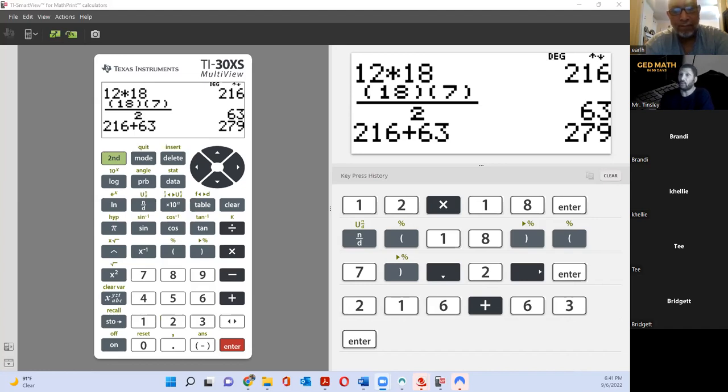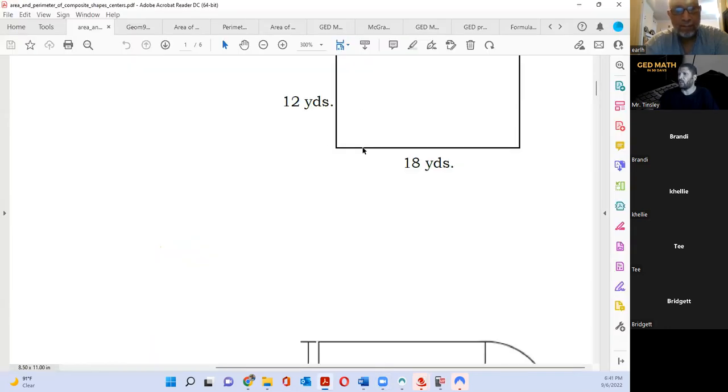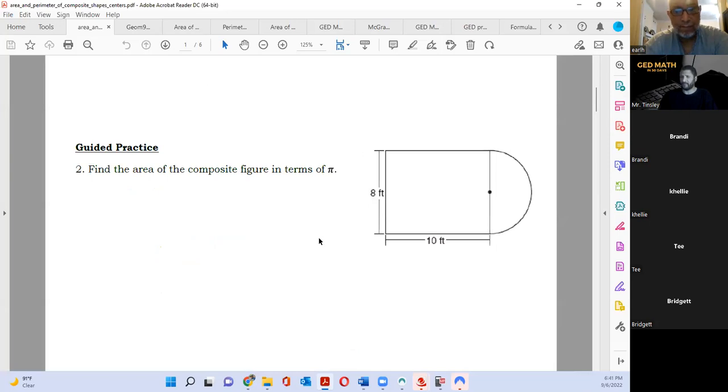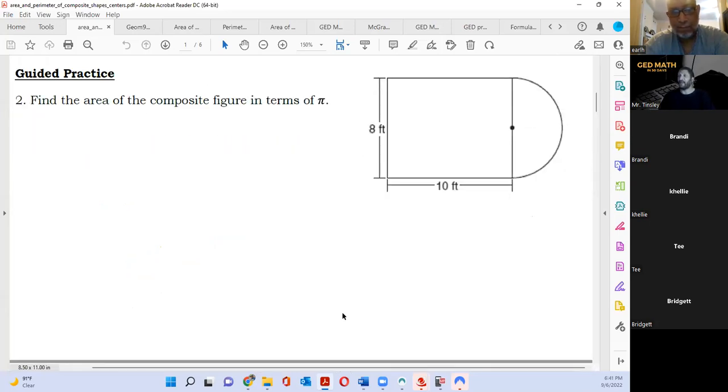Okay. All right. So let's see if I can find another one. Oh, I like this one right here. Find the area of the composite shape in terms of pi. What are they talking about? Don't get yourself all worked up.